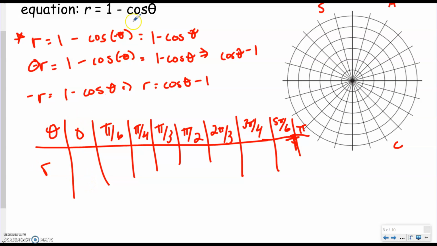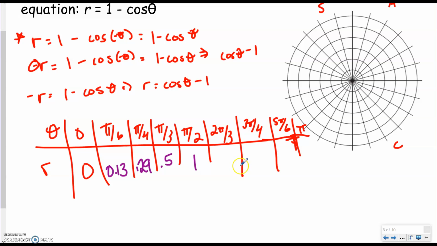It's up to you. But cosine at 0 is 1, so 1 minus 1 is 0. Cosine at pi over 6 is square root of 3 over 2. So if you do 1 minus the square root of 3 over 2 in your calculator, you get 0.13. Pi over 4 is the square root of 2 over 2, so if I plug in 1 minus the square root of 2 over 2, I get 0.29. At pi over 3, cosine is 1/2, so 1 minus 1/2 is 1/2. At pi over 2, cosine is 0, so 1 minus 0 is 1.